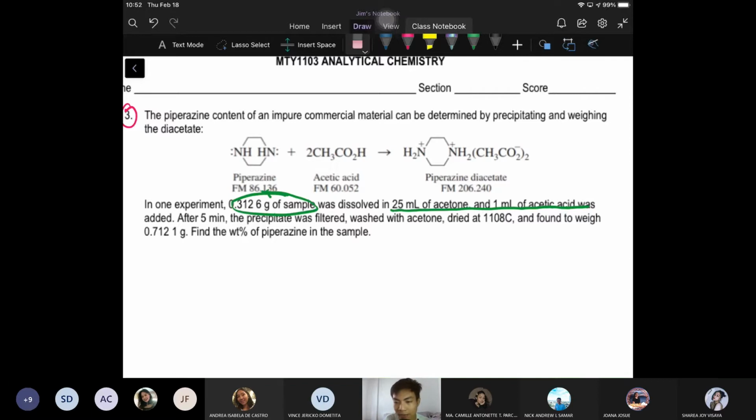Yun yung kailangan mo parati sa first sentence. Okay? So, ibig sabihin yung 25 ml acetone, 1 ml acetic acid, hindi sila kasama, no? So, sila ay nasa procedure, no? Kasi ang kailangan mo load dito is yung piperazine. Ilublob mo sa acetone and acetic acid para ma-carry out yung reaction na to. Okay? So, ganun lang. Wag nyo isasama to sa problem.